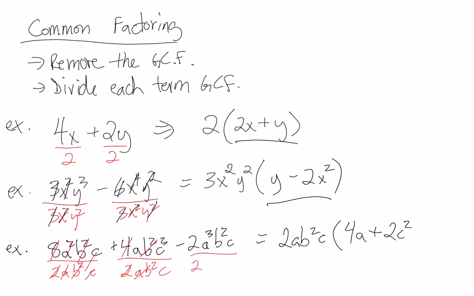And do the same thing for the last one. So 2 divided by 2 is 1. So we just have 1 a squared, right? A cubed over a will just be a squared. We don't need to put the 1 in there, but you can. It doesn't matter. So a squared, the b squareds cancel, the c's cancel, and we're done. So that would be our final factored answer.